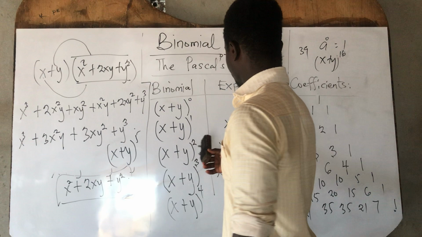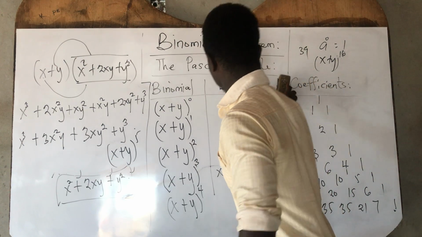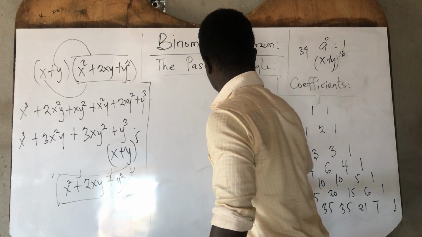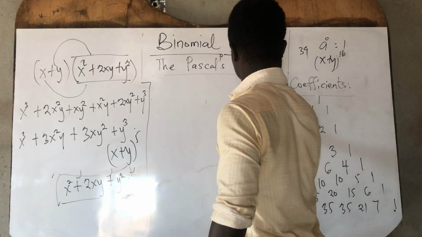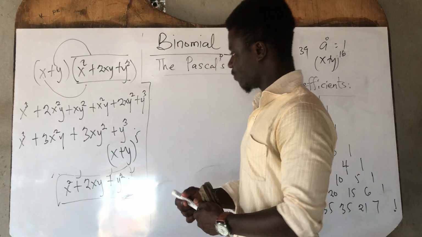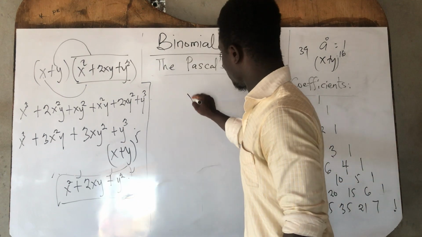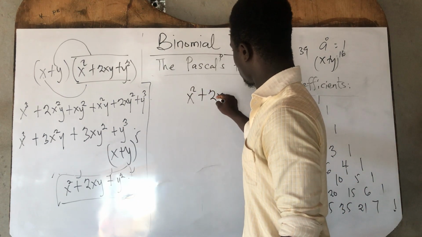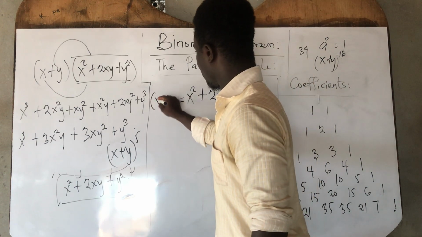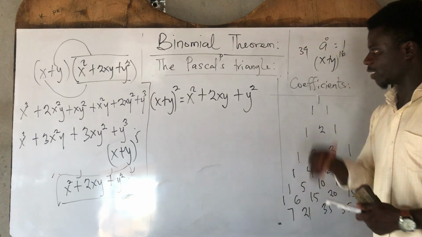All right, so let's see. Watch something here very carefully. Now, watch here. This one is the expansion: x squared plus 2xy plus y squared. This one is the expansion for x plus y to the power 2. That's the expansion for that, right?